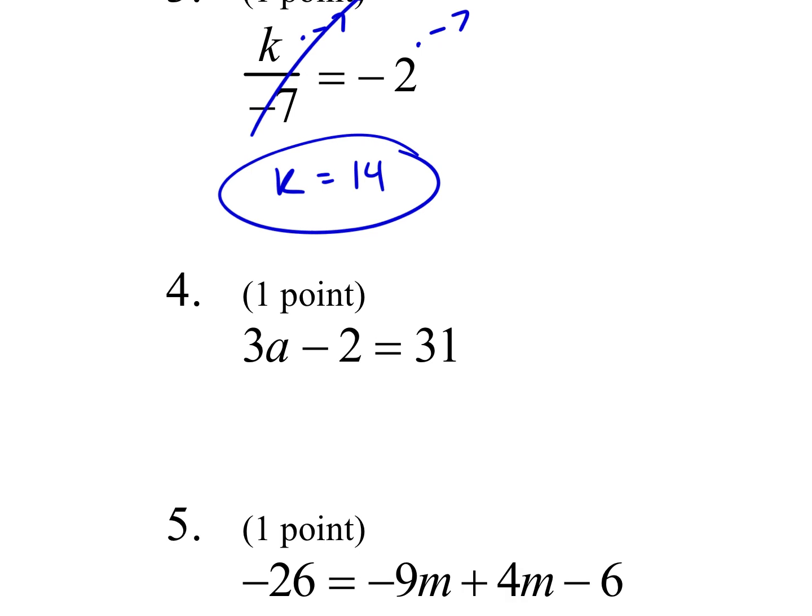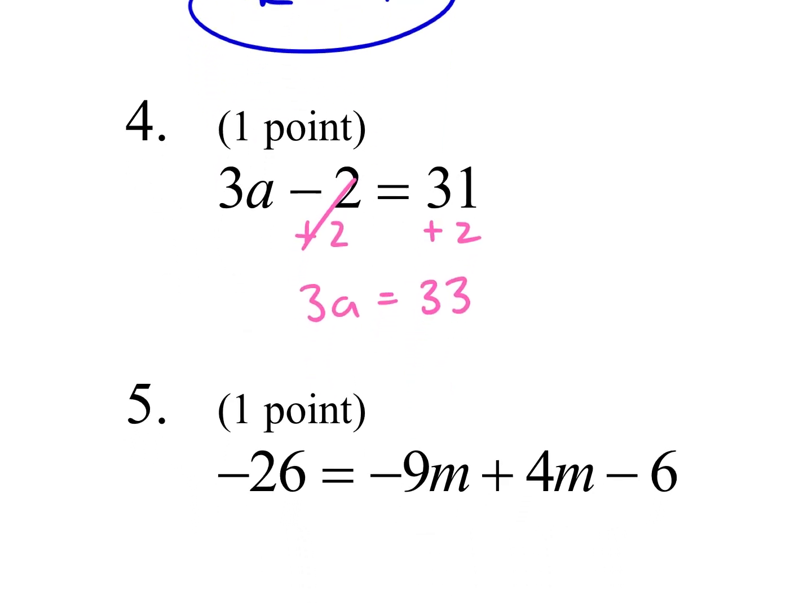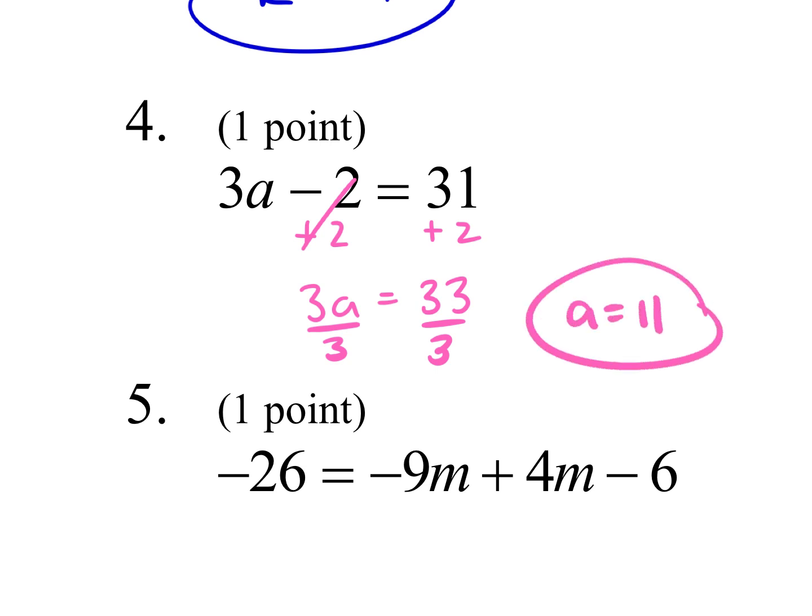For 4, what should I do first? Add 2. Awesome. So 3a is equal to 33, and then what should I do? Divide by 3, so a is equal to 11.